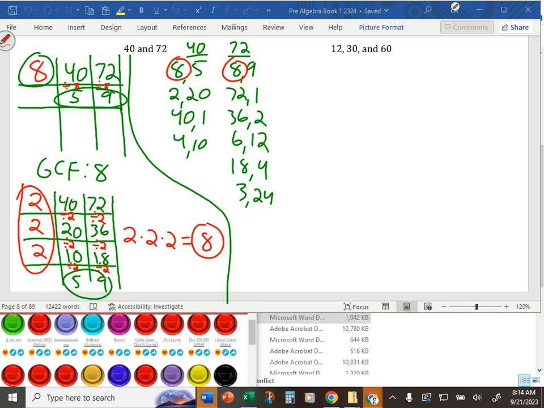That's why the table method is more structured. It doesn't require you to know all of the factors, okay? That's why kids tend to gravitate towards this.